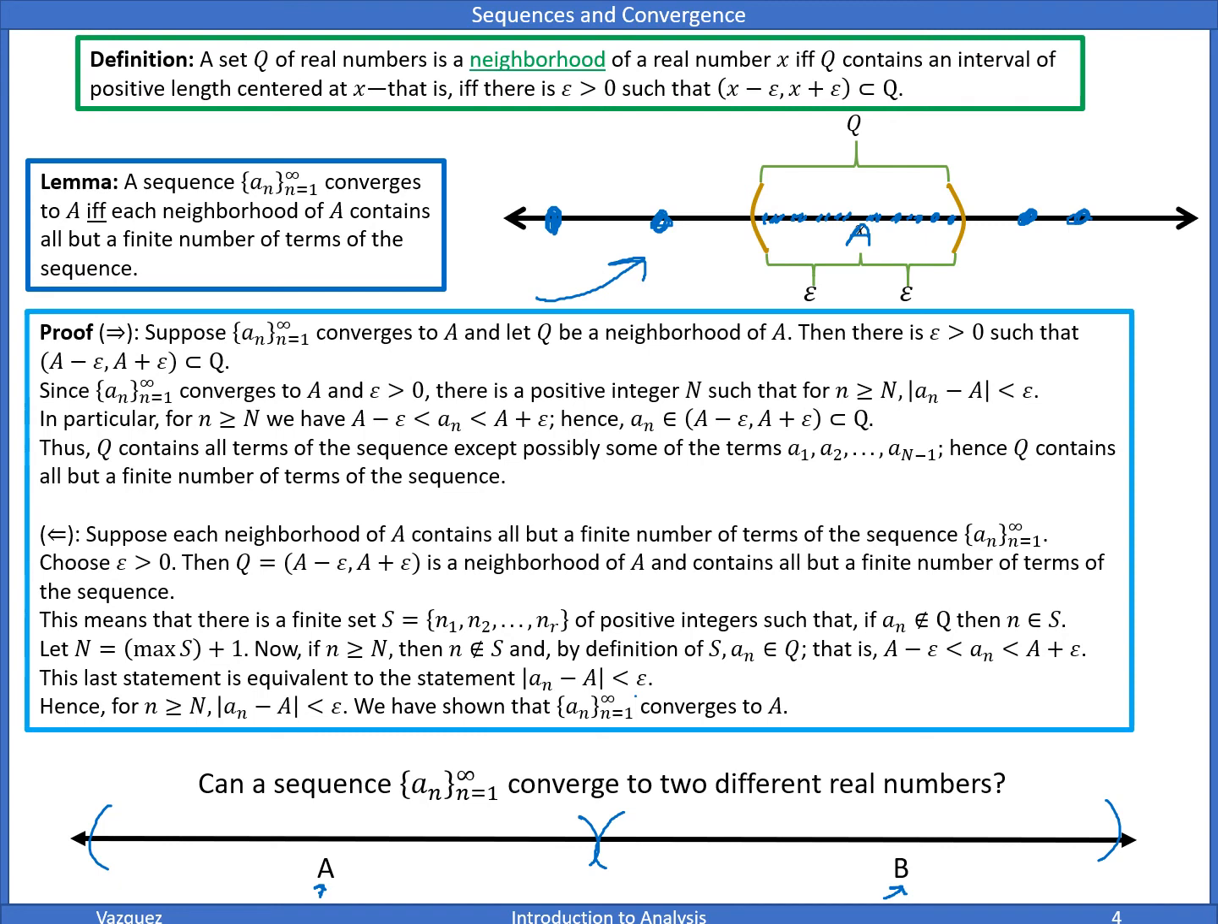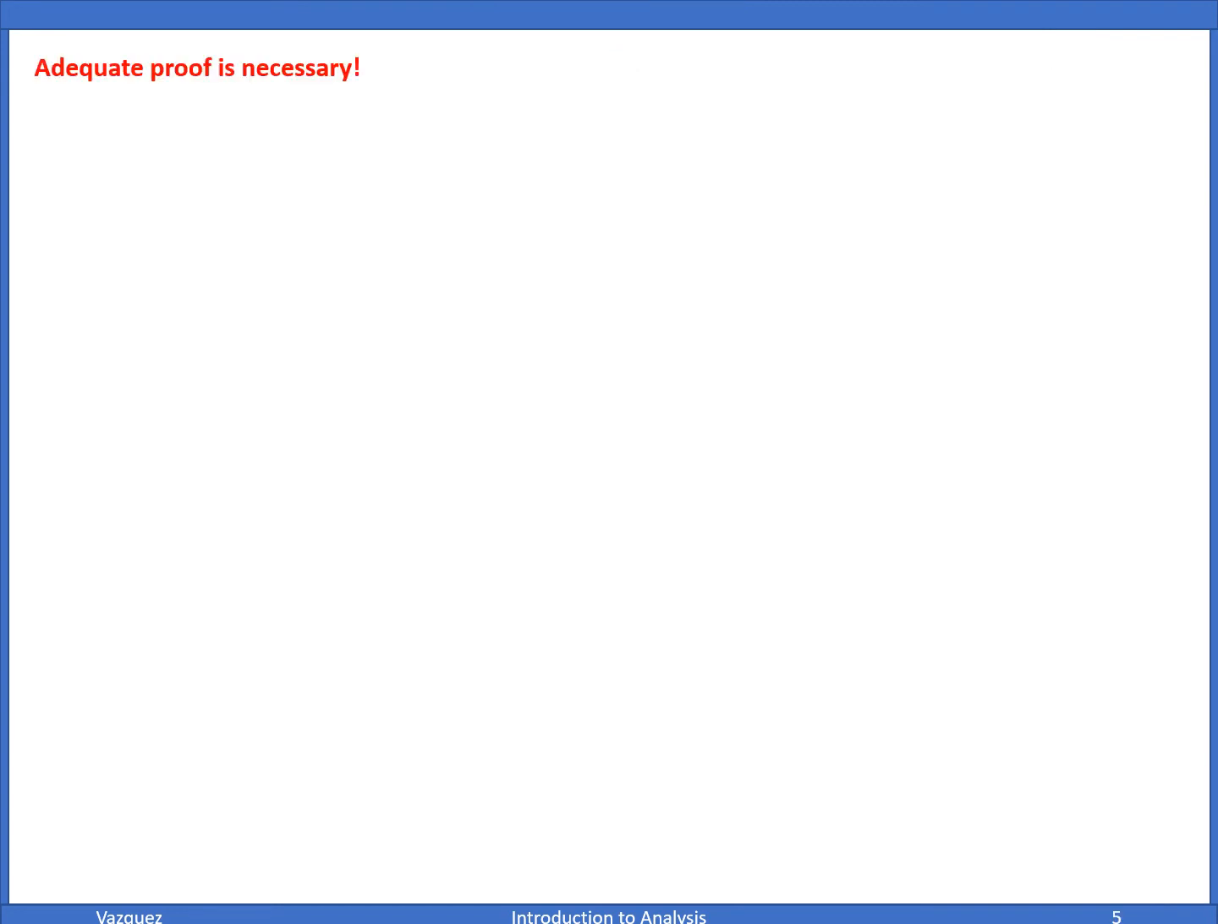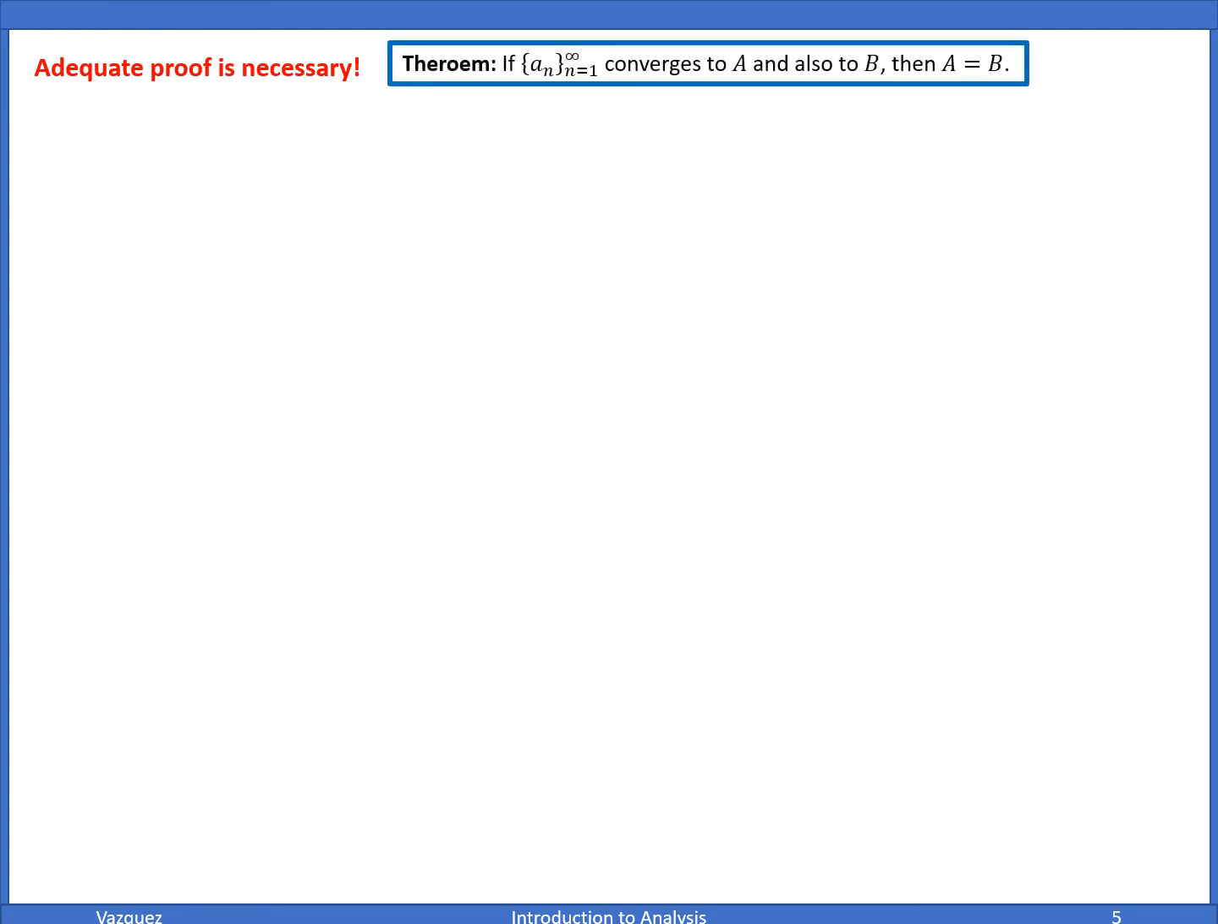So we're going to move on. If you paused it and came up with the conclusion that it can't converge to two different points, congratulations. If you thought it could, that's okay. We're going to see why that isn't possible. So our theorem says if a sub n converges to A and also to B, then they have to be the same limit point.